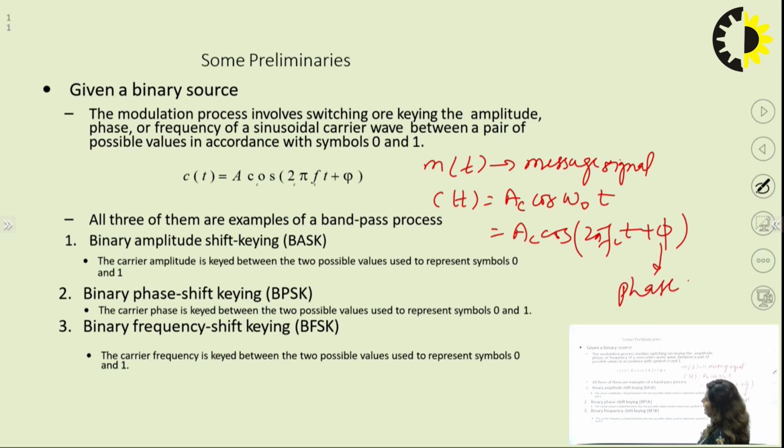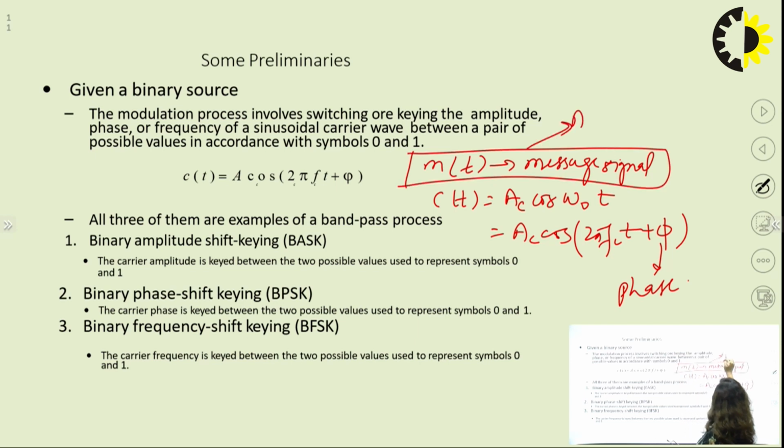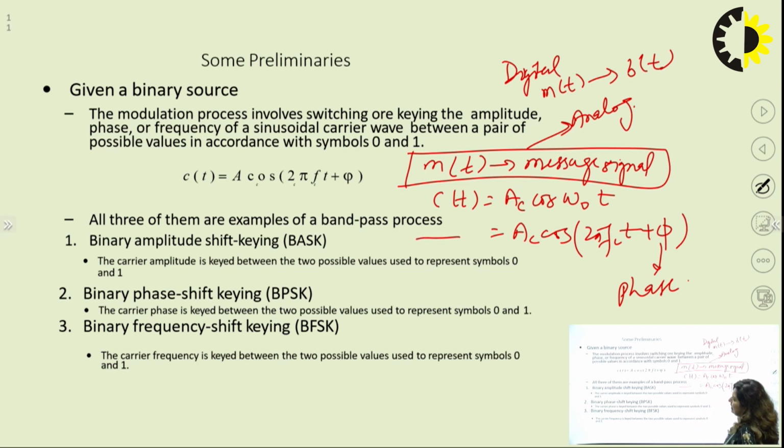So in the analog case, this message signal is also analog. But in the case of digital, if we go through digital techniques, this message signal m(t) is now your data, which is b(t) or the sequence. So all of them are examples of the band pass process: binary amplitude shift keying, binary phase shift keying, or binary frequency shift keying.